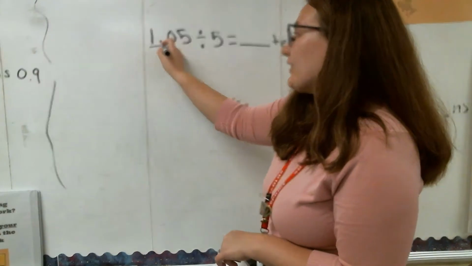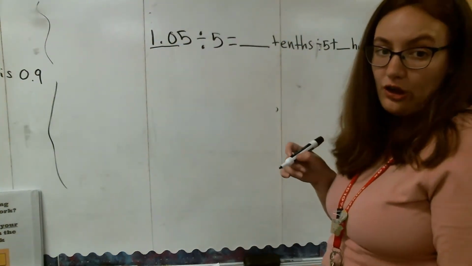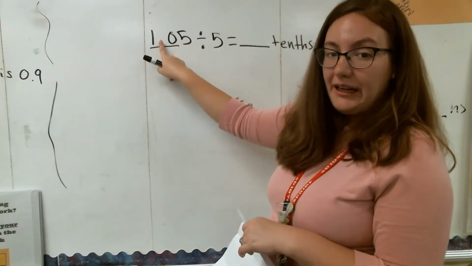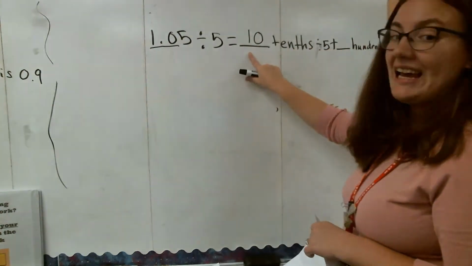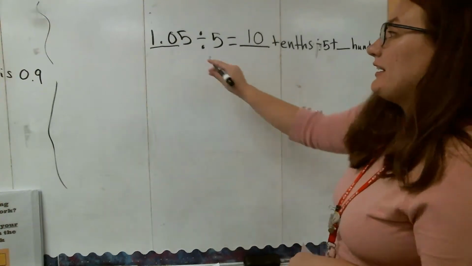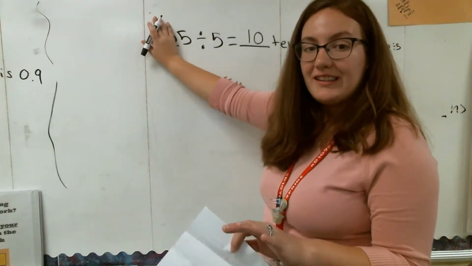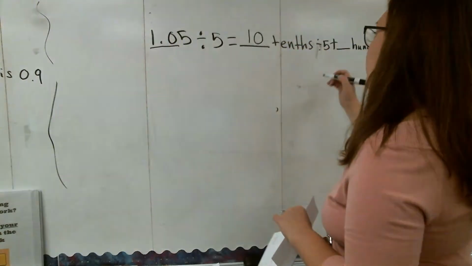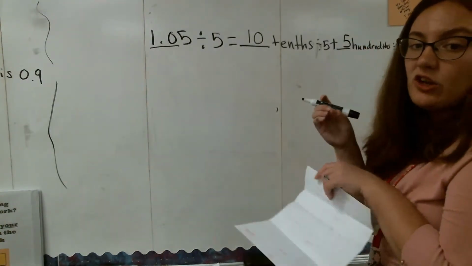So if you take a good close look at this number, you can see a problem you know how to solve. You know how to solve 10 divided by 5. So we're going to decompose this number to show 10 tenths divided by 5. And then I'm going to think about the rest of the number that I have. I'm left with 5 hundredths, and I can solve 5 hundredths divided by 5. So I'm going to squeeze in 5 hundredths over here, and then I'm going to solve all these different little parts.